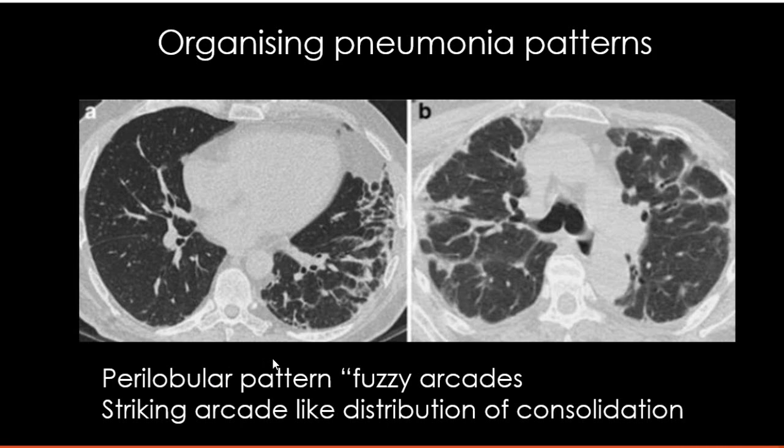Perilobular pattern or fuzzy arcades means a striking arcade-like distribution of consolidations. Consolidation is not present in a lobar or lobular pattern, but as an arcade-like distribution of consolidation. This is what is meant by the perilobular pattern, fuzzy arcades: the organizing pneumonia pattern in classic COVID-19 infection.